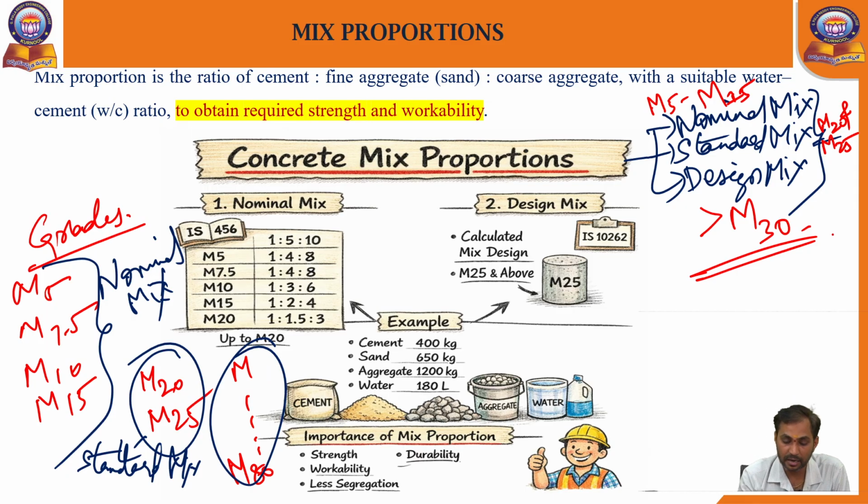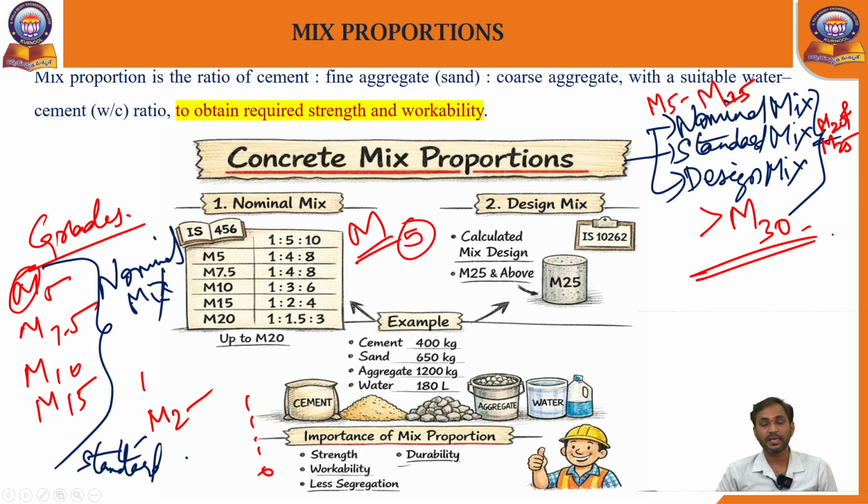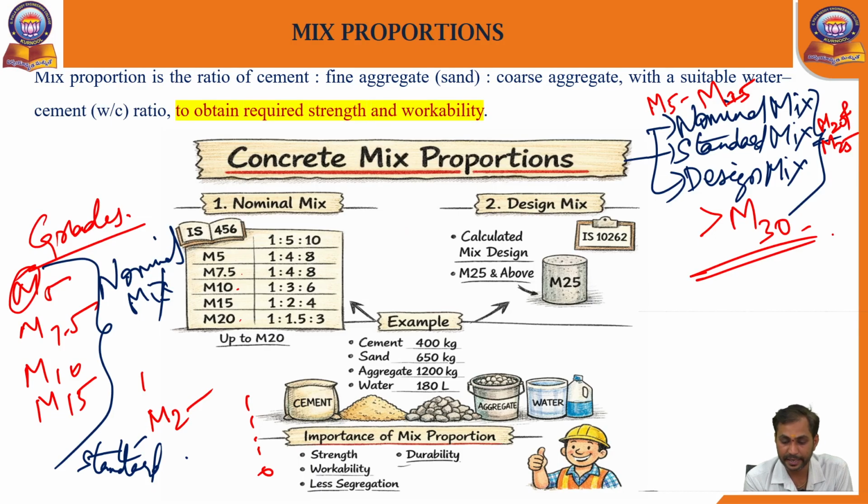Okay, see, there are these types of grades. What is M? M is nothing but mix. What is this fck? It stands for the characteristic strength of a concrete cube at 28 days, with full curing. And for each number, 5, 7.5, 10, 15, 20, 25, 30, that is nothing but the characteristic strength of a concrete cube at 28 days of curing.